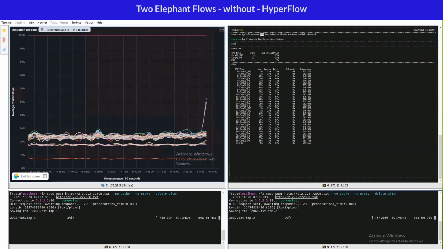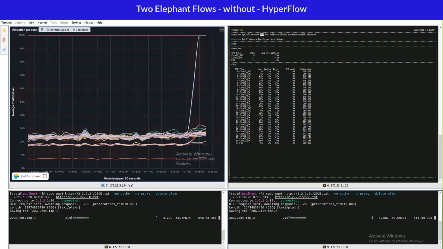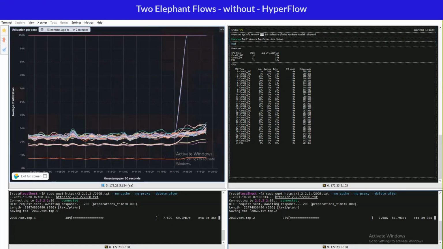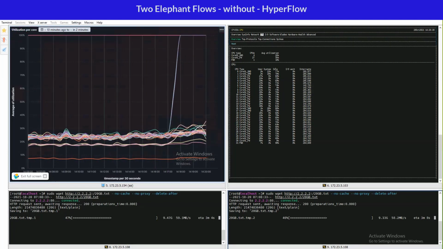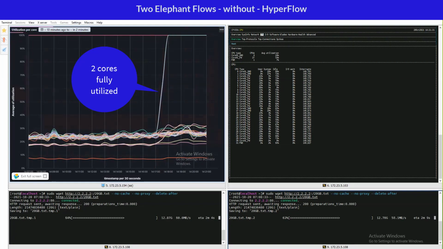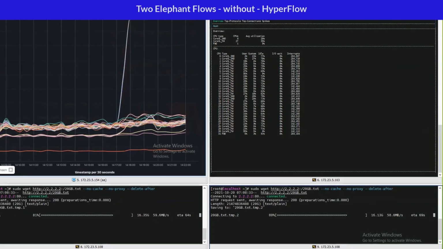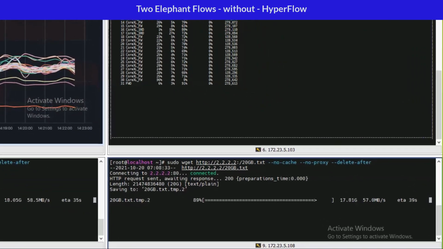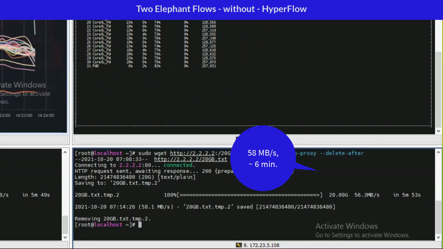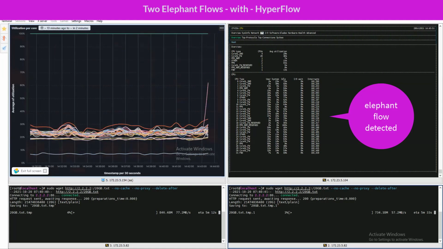In the top two panes, we monitor the load on the firewall cores, graphically in the left pane and using the CP view tool on the right. In the bottom two panes, we start two transfers of 20 gig files. Without HyperFlow, we see two firewall cores, number 7 and 30, quickly reach 100% of their processing capacity. When the file transfer completes, the rate for both connections reached about 58 megabits per second and took about 6 minutes. Now, we enable HyperFlow and run that same test.